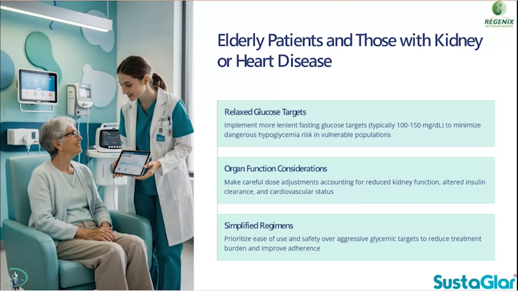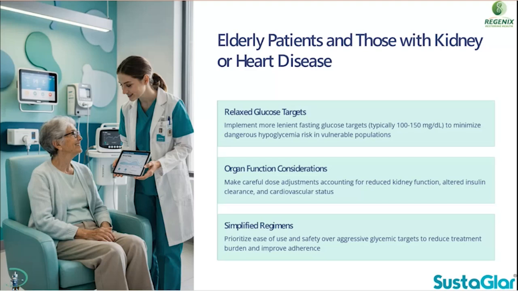So we have to prefer using prandial insulins if the sugar goes up. Usually the patient with CKD stage 5 who is going for hemodialysis in end-stage kidney disease, the diabetes gets controlled because we call it a burnt out diabetes. So there's no need for insulin treatment for these people, because of the altered insulin clearance. If at all they require insulin, you can go for small doses of prandial insulins. Simplified regimens prioritize ease of use and safety over aggressive glycemic targets to reduce the treatment burden and improve adherence.